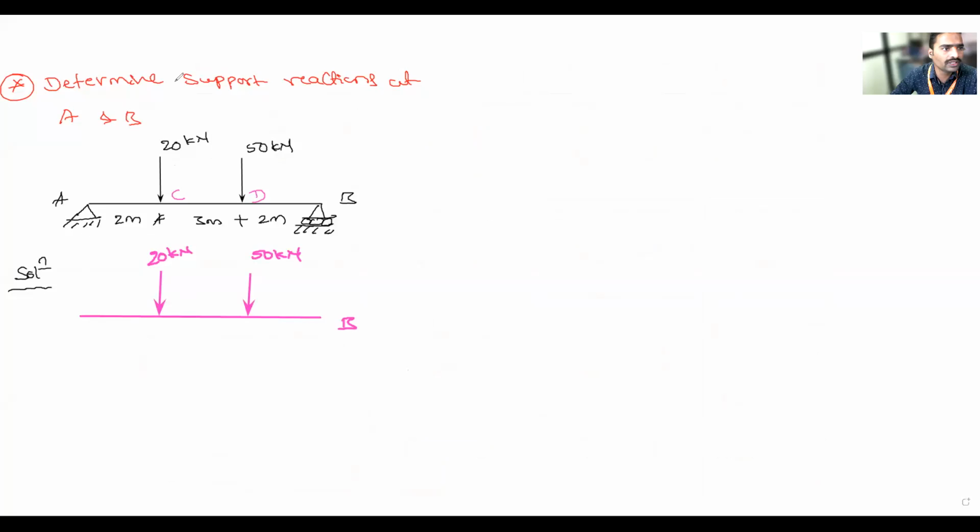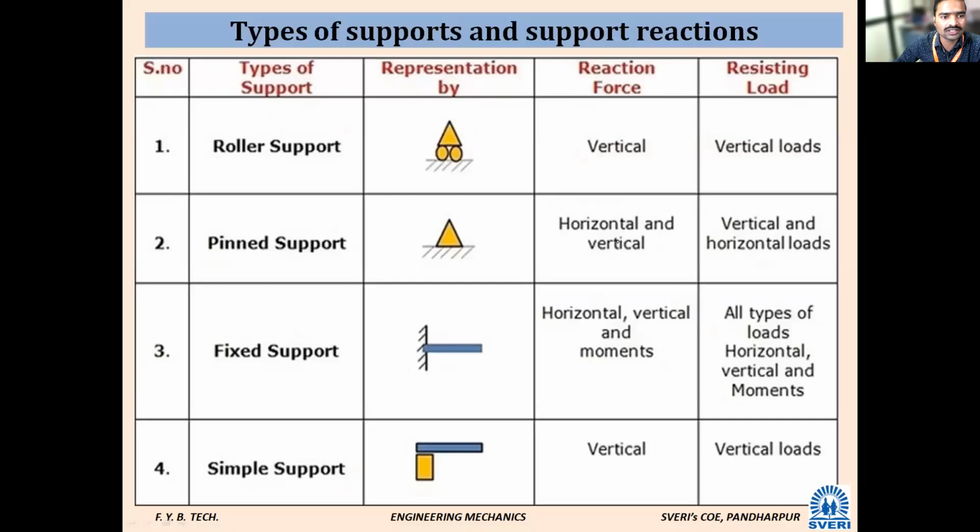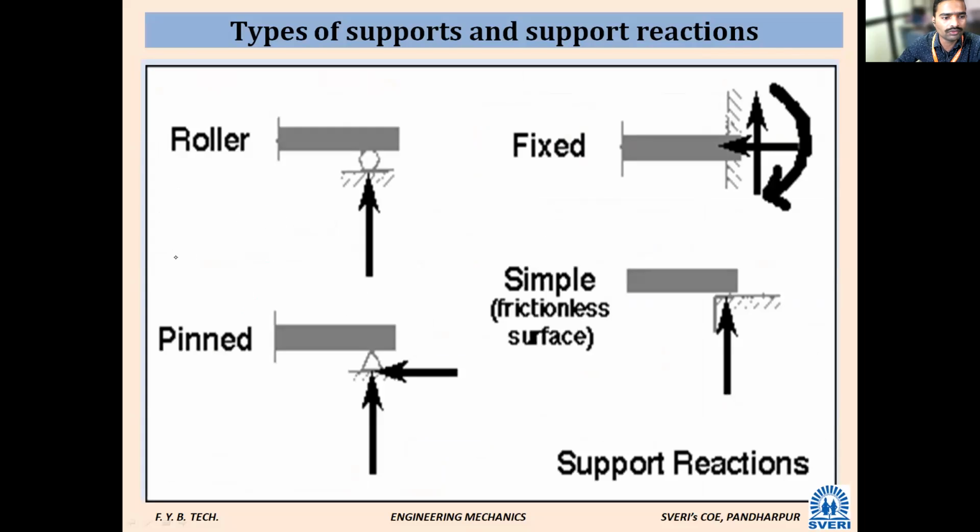For the hinged, how many reactions are there? Two. There are two reactions. What are those? One is horizontal and one is vertical. See here, this is a pinned reaction. Pinned has one horizontal and one vertical. And for the roller, how many? One.